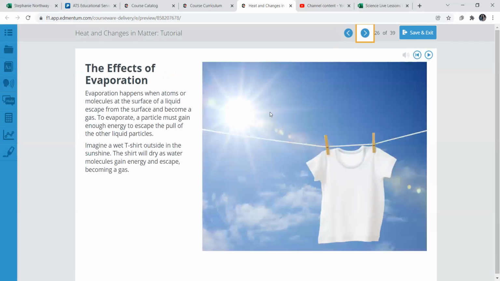Effects of evaporation. What happens when the sunlight would evaporate water. That's if you hang clothes out to dry, kind of what is going on.